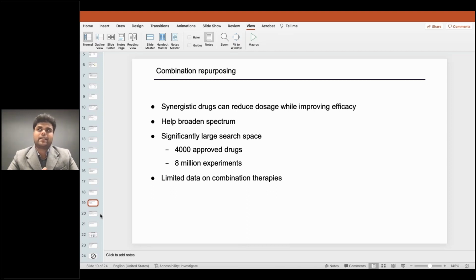The issue is that there are about 4,000 approved drugs, and just looking at the combinational space, that involves about 8 million experiments, and that is a humongous space. The amount of time and resources needed for a single experiment is non-trivial. So we are looking at millions of dollars, and billions of dollars, spent just doing an exhaustive search on this particular domain. That's not really practical, and that's why doing combinational repurposing using machine learning is very lucrative. Next slide, please.